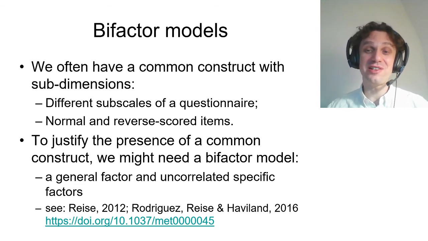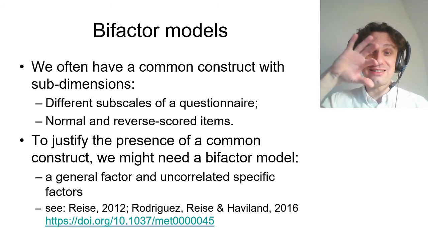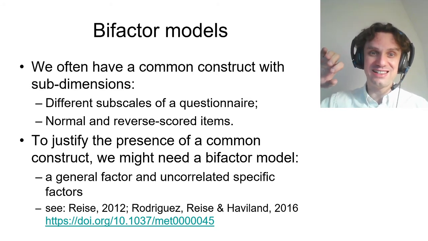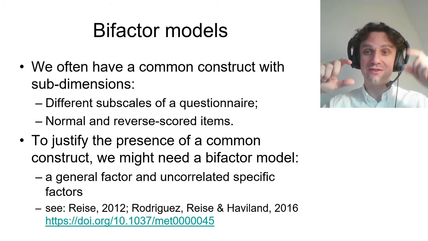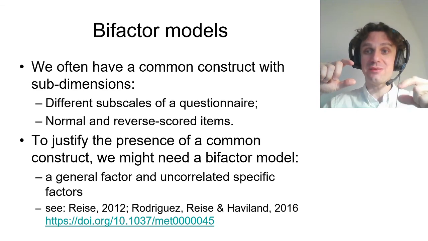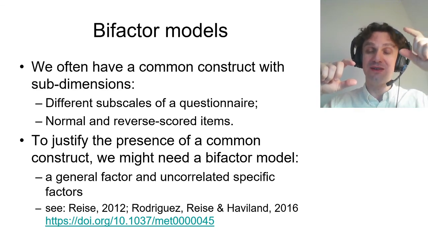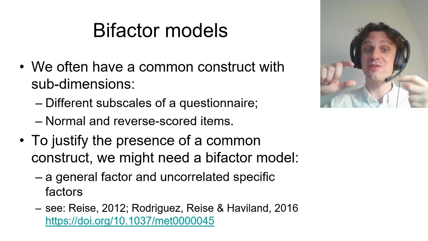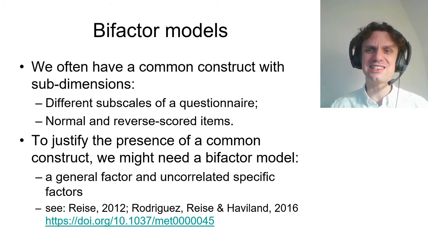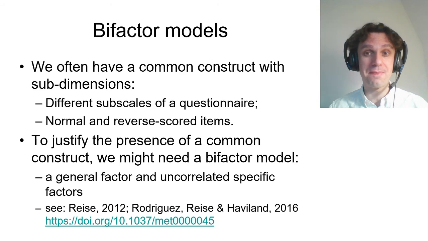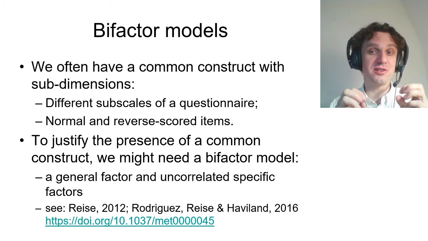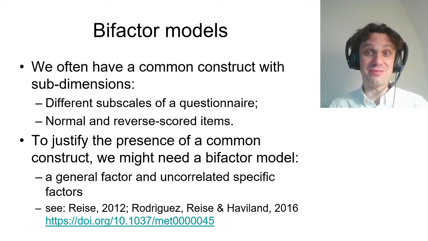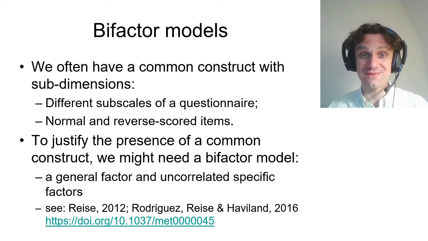A bifactor model separates the variance shared by all items in a general factor from variance shared by subgroups of items, for example, because of their direction, because they are forward scored and because they are reverse scored. In fact, it's not complicated. It's also probably even possible to test it in Jamovi, but you need to remove the factor correlations, because these factors in a bifactor model are supposed to be uncorrelated. Otherwise, the model may not even converge.